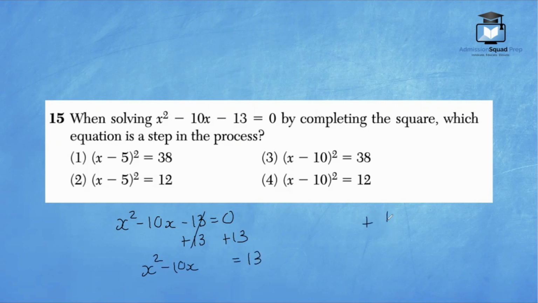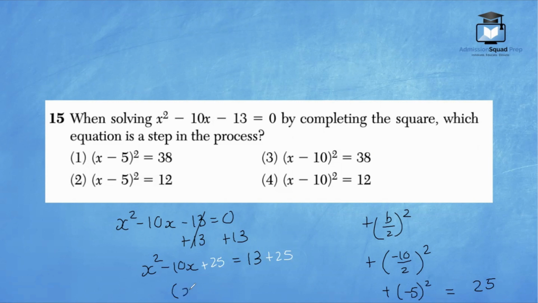Then we're going to add b over 2 squared to both sides. So what is b? b is negative 10 divided by 2, and then we're going to square it. Negative 10 divided by 2 is negative 5, and negative 5 squared is 25. So let's go ahead and add 25 to both sides. We now have x minus 5 squared, because I went ahead and factored the left-hand side, equals 38.